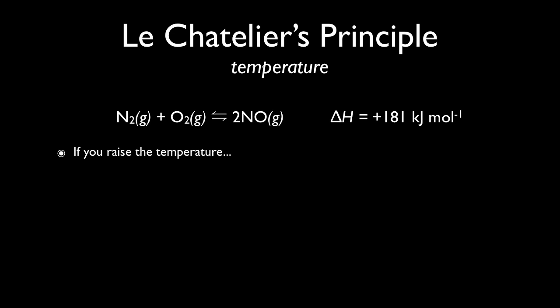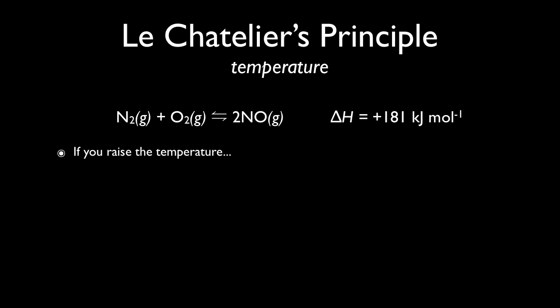Okay, let's consider temperature. Here we have nitrogen and oxygen combining to make nitric oxide. As you can see, the forward reaction has a positive delta H, which means the forward reaction is endothermic. It takes heat for this reaction to happen, which of course means, like all equilibriums, the reverse reaction has the exact same delta H but the opposite sign. So the back reaction, nitric oxide breaking up into nitrogen and oxygen gas, has a negative delta H of 181 kilojoules per mole.